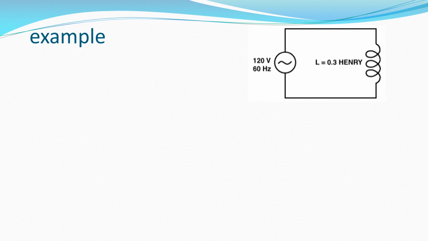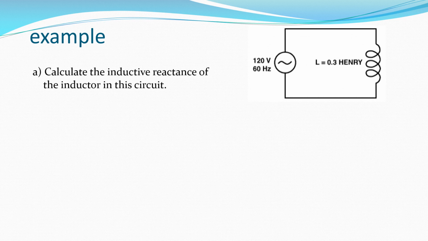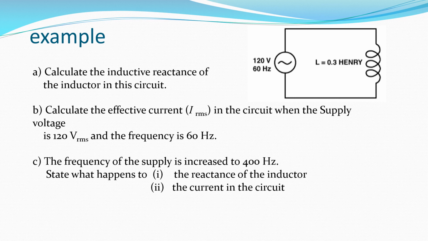Example. Here we have an inductive circuit. We need to first of all calculate the inductive reactance of the inductor in this circuit, then calculate the effective current, the RMS current in the circuit when the supply voltage is 120 volts RMS and the frequency is 60 Hertz. And then the frequency of the supply is increased to 400 Hertz. State what happens to the reactance of the inductor and the current in the circuit.